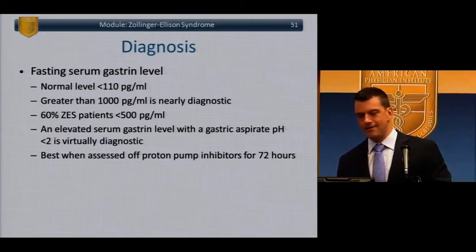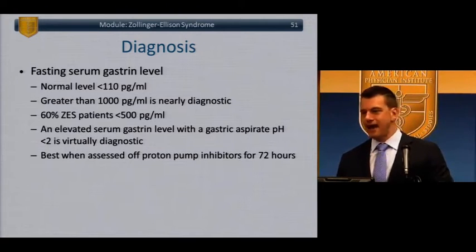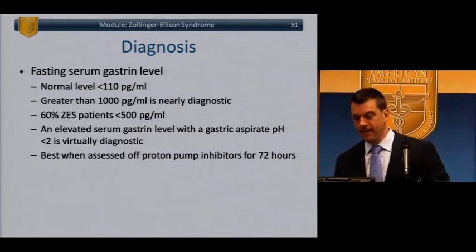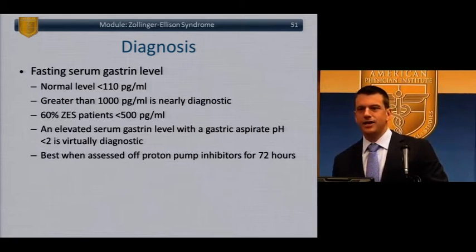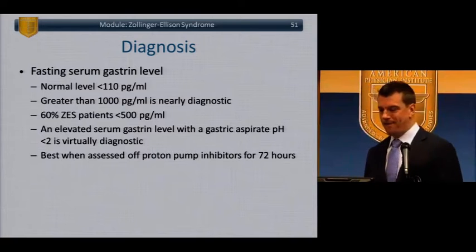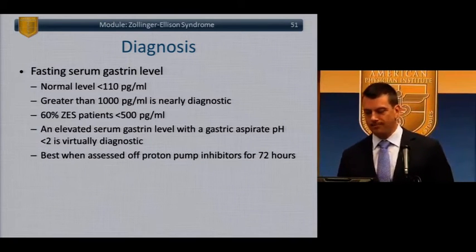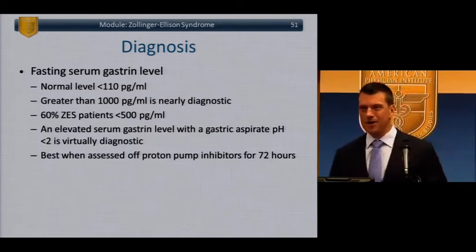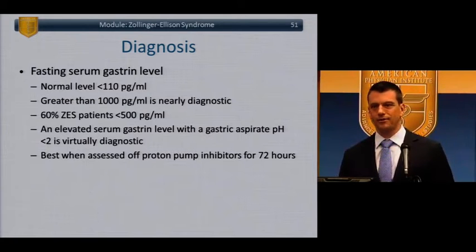So for the workup, normally your fasting gastrin level is less than 110. If you have a level greater than 1,000, that's pretty much pathognomonic for it, and it's near diagnostic. However, 60% of ZES patients will have a gastrin that's below 500. For the gastric aspirate test, if the pH is under 2 and there's still very elevated gastrin, that shows you the feedback loop is broken and you're just constitutionally making gastrin. These are all best done off proton pump inhibitors for 72 hours, so usually a very unhappy patient. But you want to hold those for 72 hours to get a real idea of where you stand.